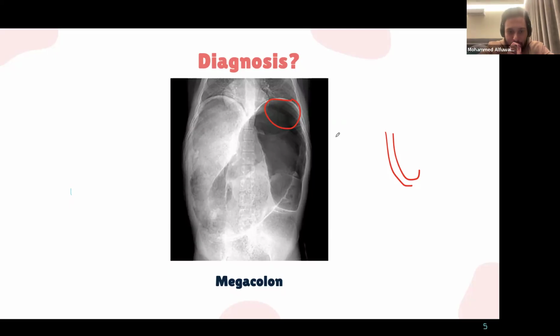No, you don't. Usually they'll give you a scenario of someone who has UC, ulcerative colitis, later on complication, or C. diff. Then you'll know that this is megacolon. Okay.